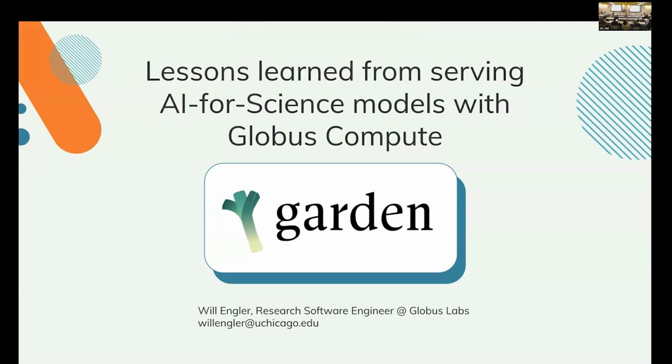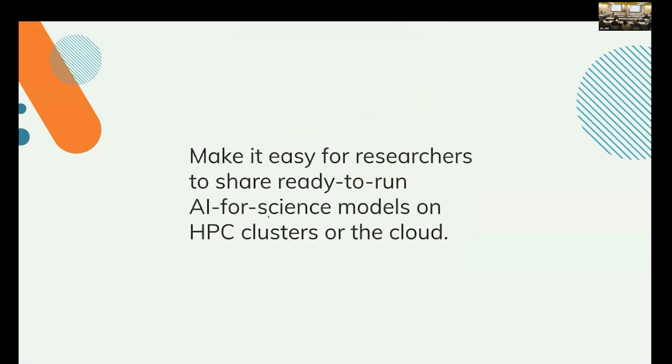So today I want to talk about some lessons we've learned from working on Garden, specifically how our understanding of the problem domain we're working with has evolved while we've been working on the project. The goal of Garden is to make it easy for researchers to share ready-to-run AI for science models on HPC clusters or the cloud. And embedded within this statement is a lot of complexity and gotchas that I was not anticipating at the start of the project. And today I want to share some things that I wish me 2 years ago had known.